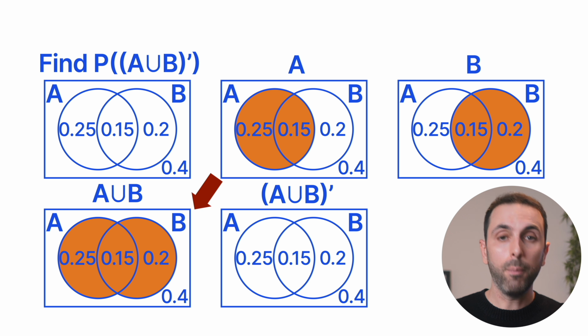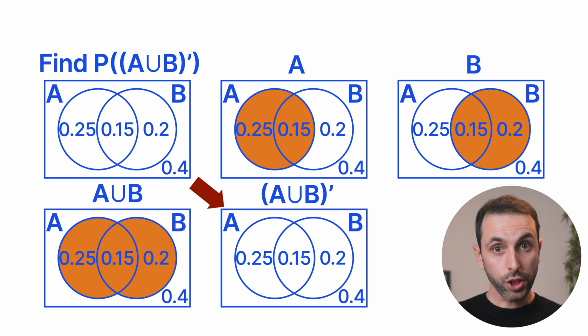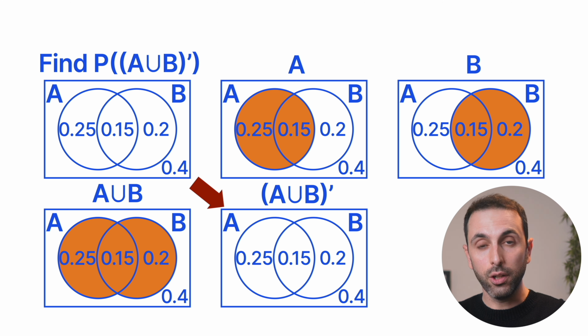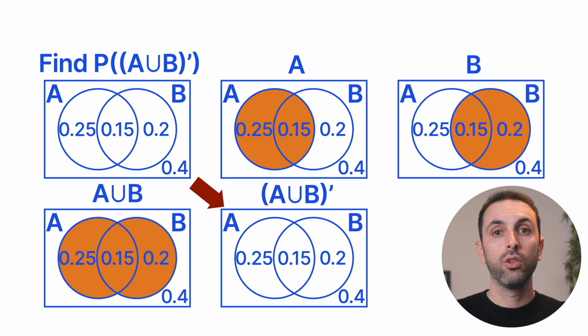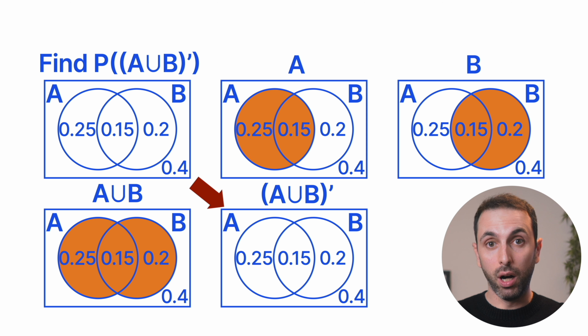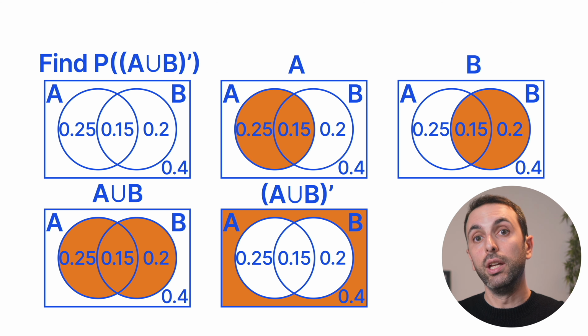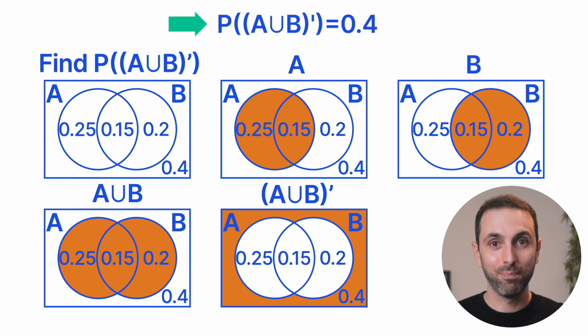Now, when looking at the complement part, everything that was shaded will now be excluded, whereas the parts that were not shaded will now be included. So we just shade the outer part of the two ovals. And the probability of A union B all complement is 0.4. Now we've covered the Venn diagram shading method using complement, union, and intersection, you'll now have the skills to tackle some similar questions yourselves. So that's going to do it.